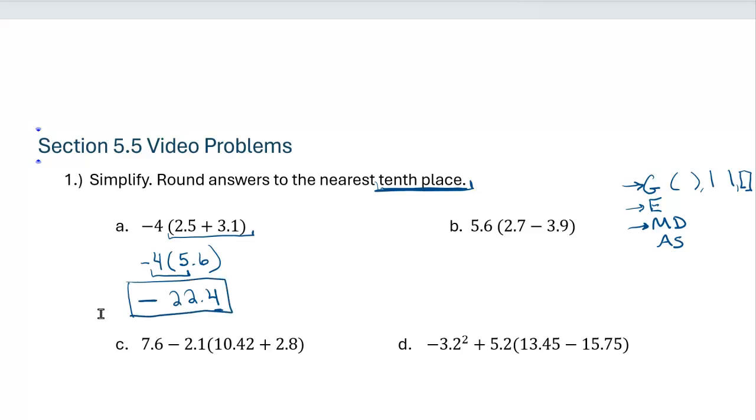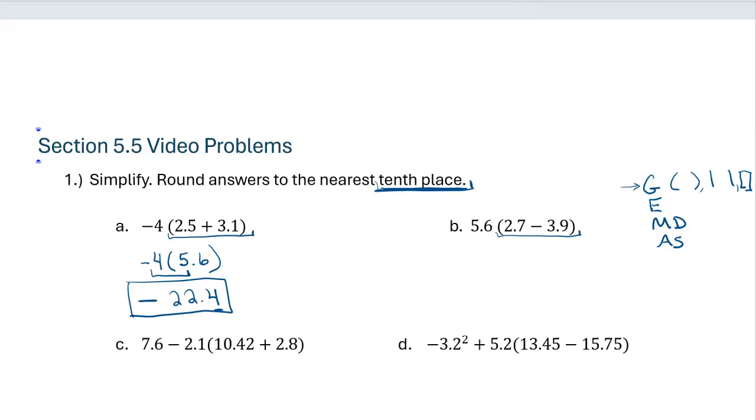All right, let's go look at B. So same thing with 1B. I'm actually going to erase the arrows that I used to indicate where I was within GEMDAS because I need to do it again. So I start at grouping. I do have parentheses, right? So I need to combine those first.